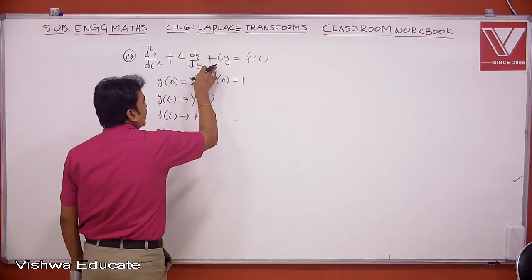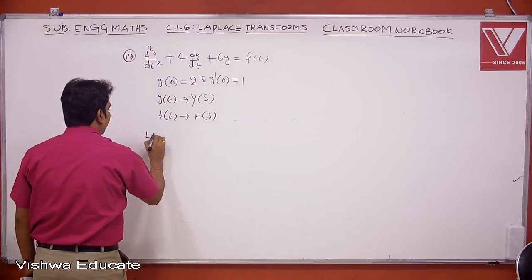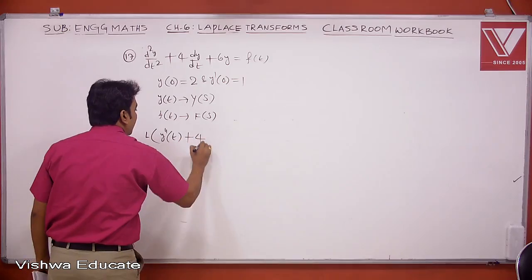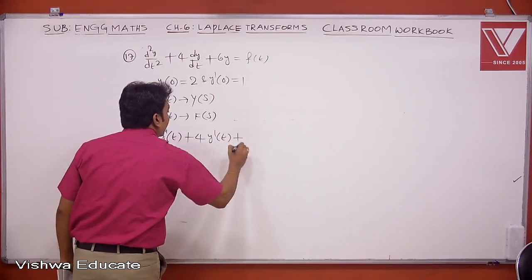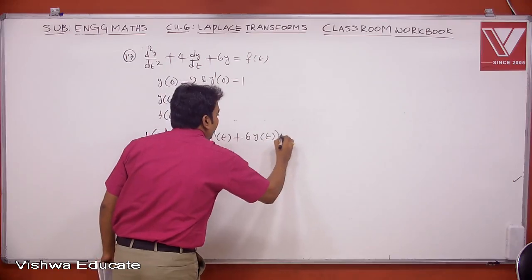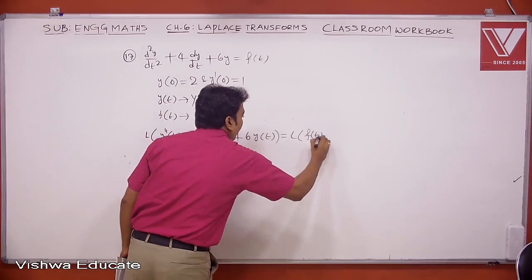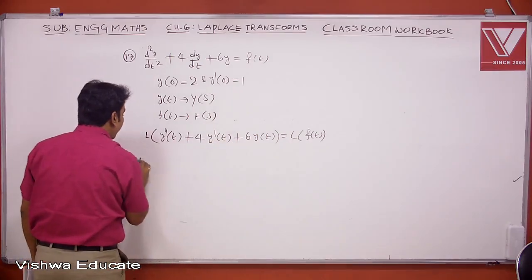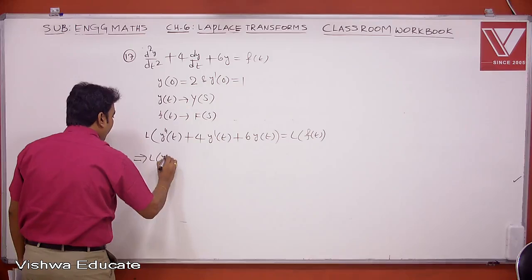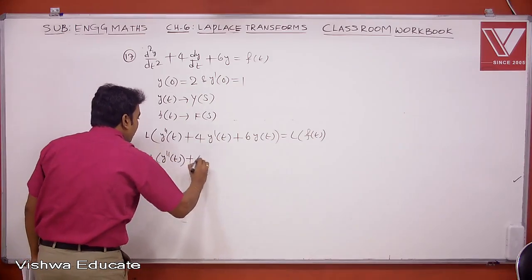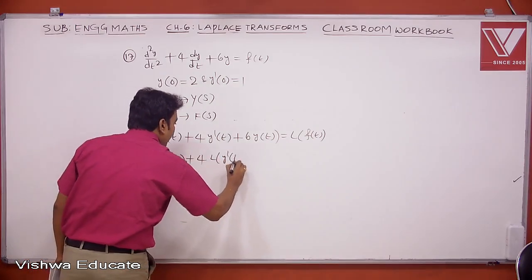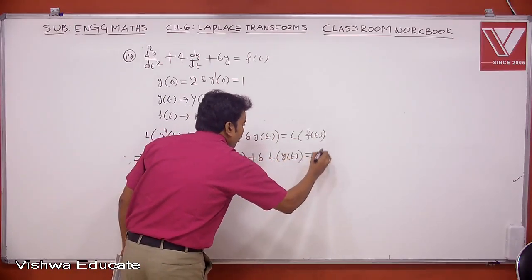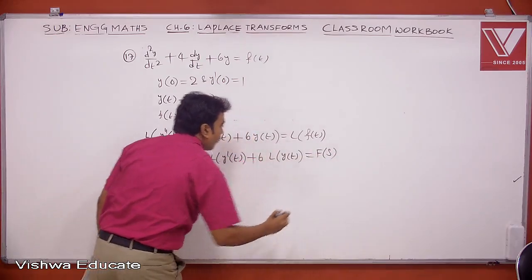So it is a differential equation. Apply Laplace on both sides. This is L of y double dash t plus 4 into y dash of t plus 6 into y of t equal to L of f of t. We have applied Laplace transform on both sides. And here we have plus symbols, apply linear property. So this is the Laplace of y double dash t plus 4 times Laplace of y dash of t plus 6 times Laplace of y of t equal to Laplace of f of t, which is F of s.